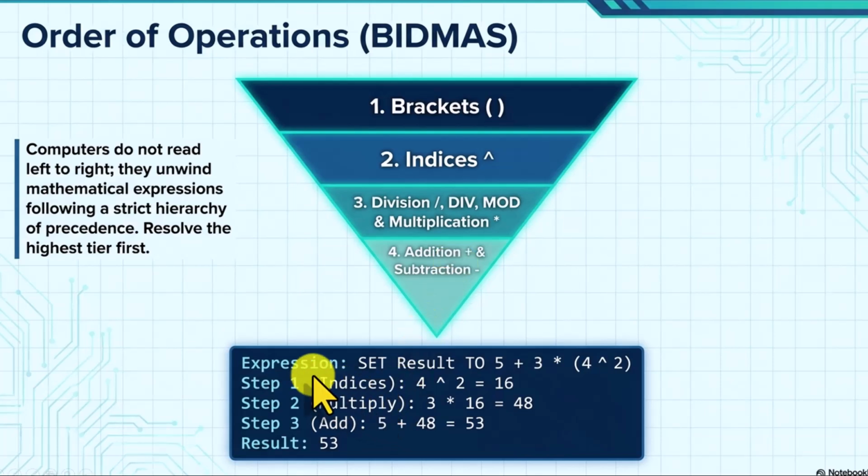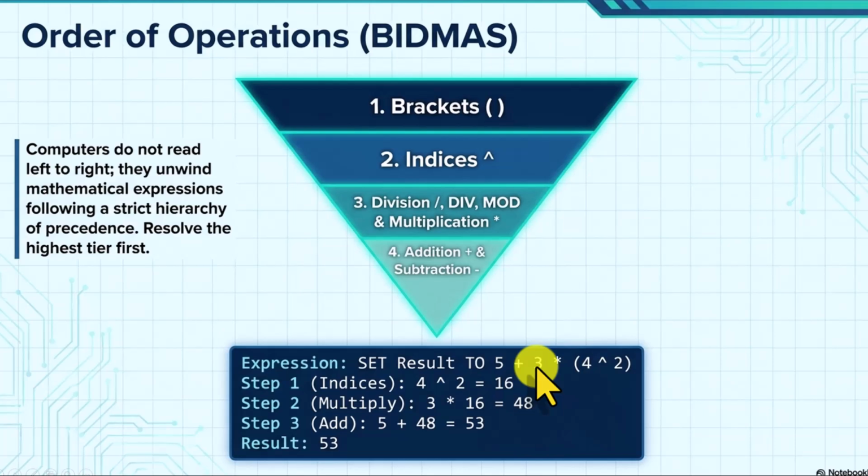Here we have a very good example. Set result to 5 plus 3 multiplied by, inside bracket, 4 to the power of 2. First what will happen, first brackets will run. So 4 to the power of 2 will be 16. Then after that we will have 5 plus 3 multiplied by 16.